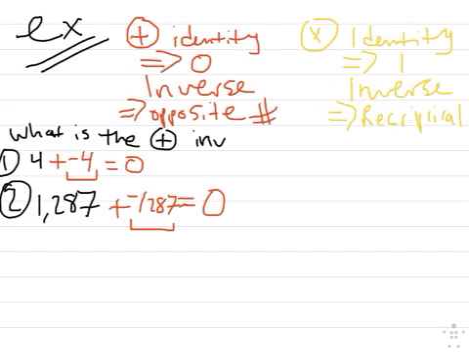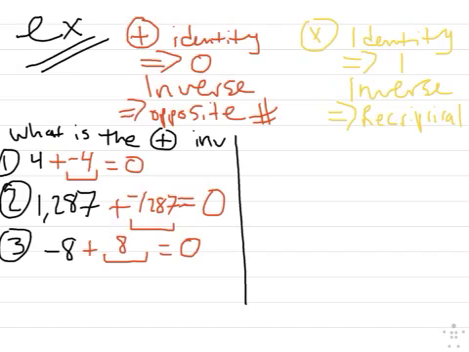And it goes the other way too, right? So we could have -8. What do I need to apply to -8? Well, just apply the opposite number. The opposite of -8 is +8. Right? And -8 plus 8 gives us the identity, 0. We can do the exact same thing for the multiplicative identity.